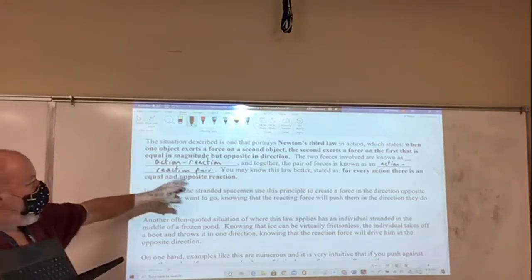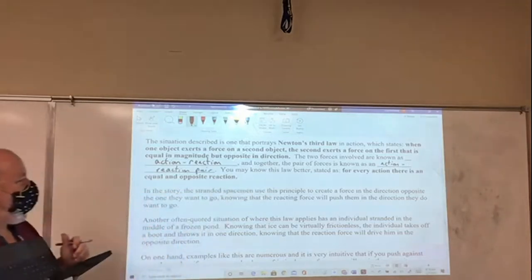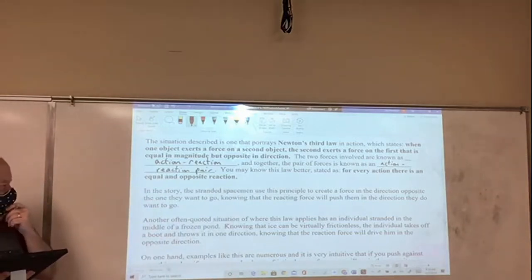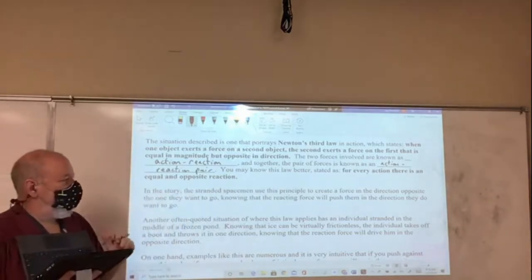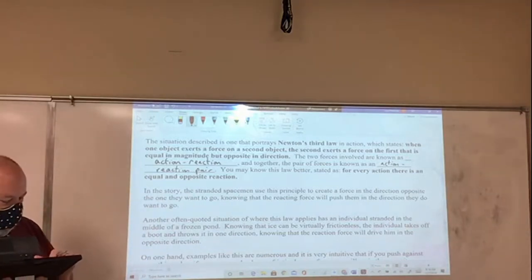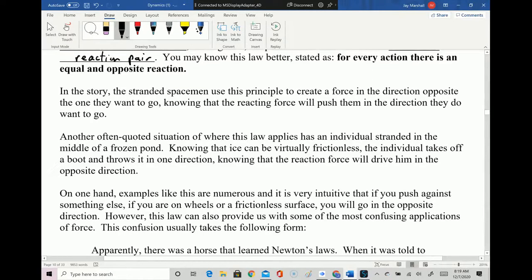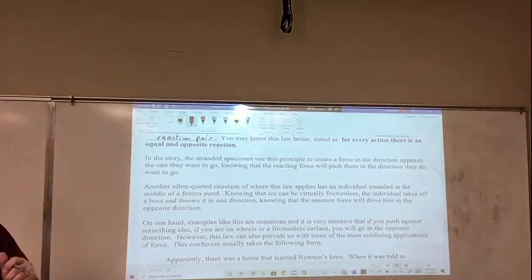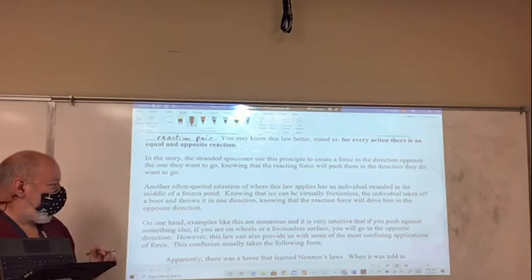So, you've probably heard this stated: for every action there is an equal and opposite reaction. Okay? In the story, the stranded spacemen use this principle to create a force in the direction opposite the one they want to go, knowing that the reacting force will push them in the direction they do want to go. Another often quoted situation where this law applies has an individual stranded in the middle of a frozen pond. Knowing that ice can be virtually frictionless, the individual takes off a boot, throws it in one direction, knowing that the reaction force will drive him in the opposite direction.